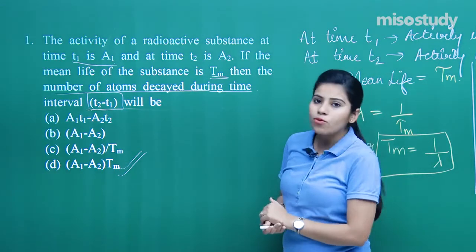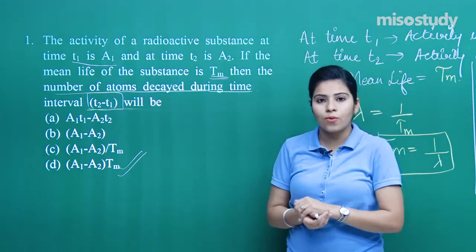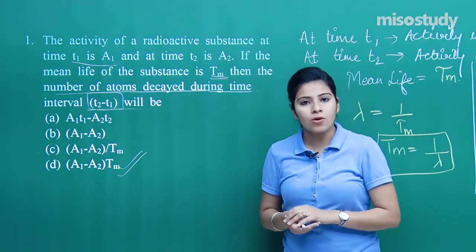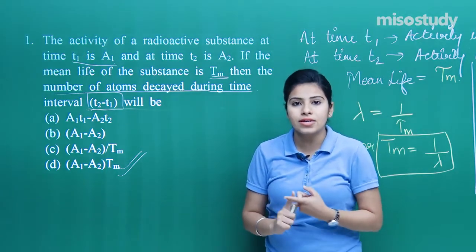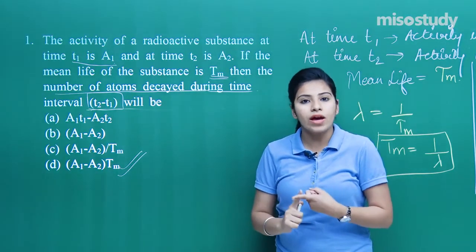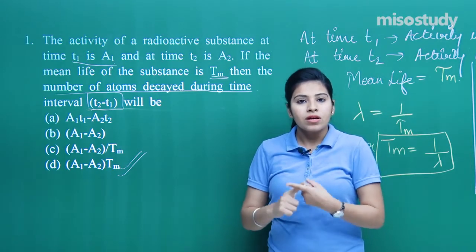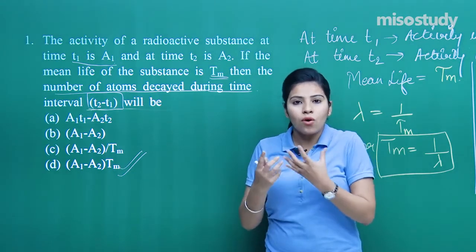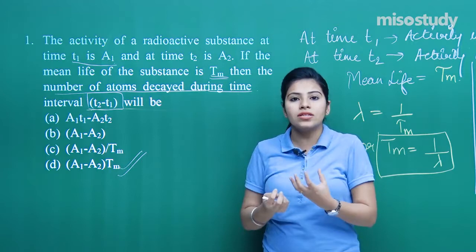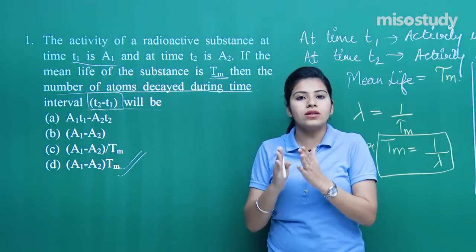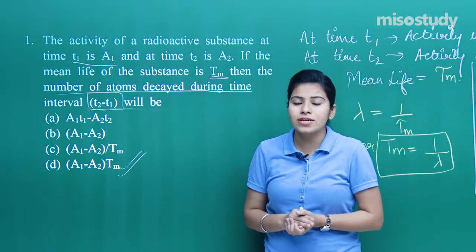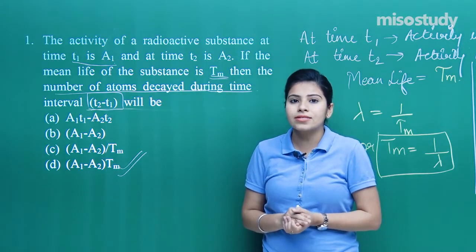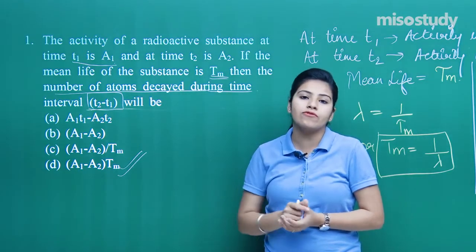So yeah, we have covered the first question, and this is the way to proceed in such a question. In this chapter, as I have told you, the important things are radioactivity, half-life, and mean life. If you are aware of all the formulas used in this, you can easily solve all the questions. And for solving the questions, the important thing is you must remember the formulas.